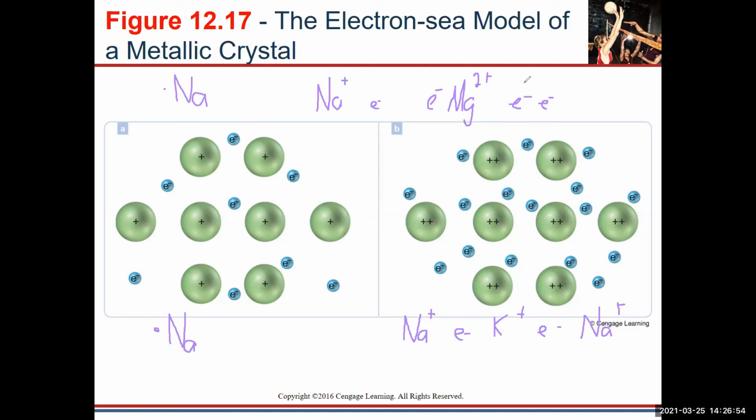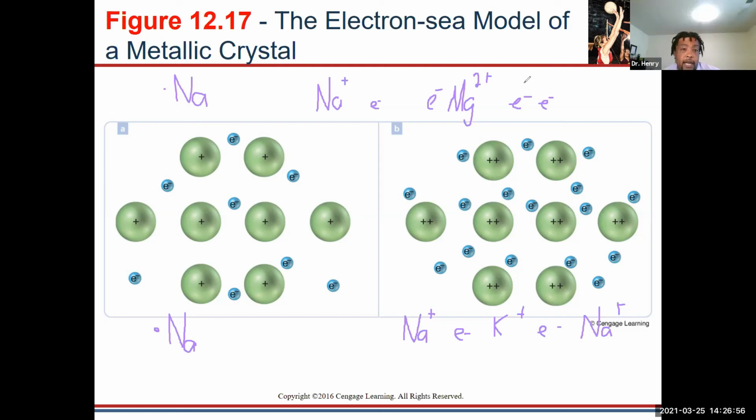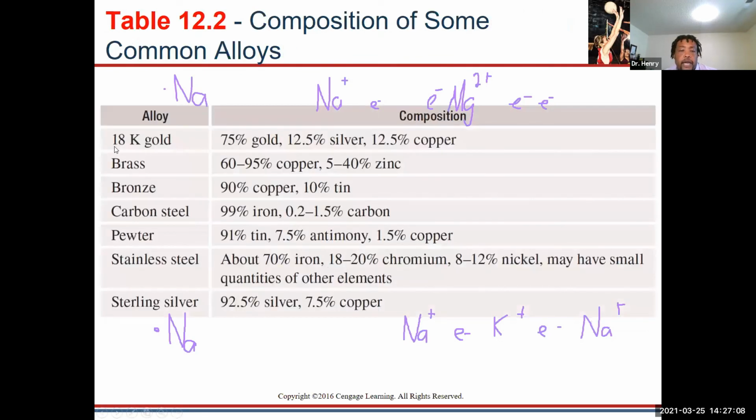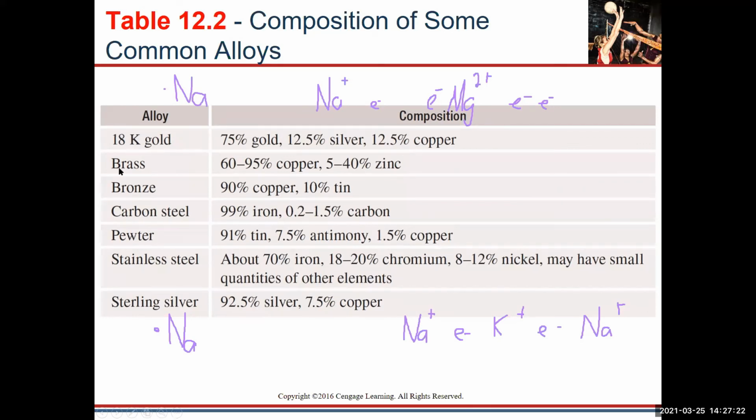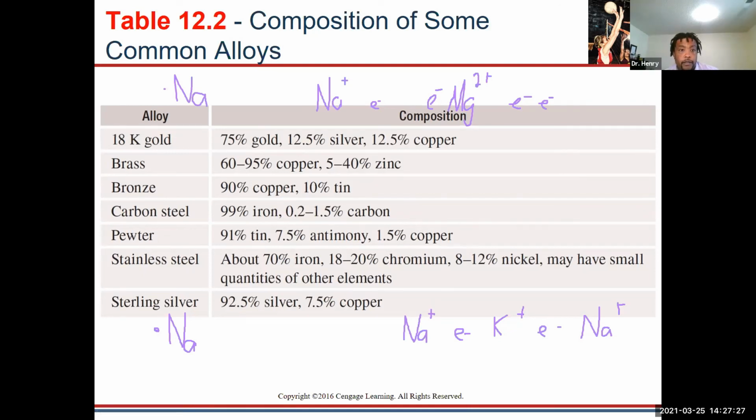Now this works in the same context when you're mixing metals together. We mix metals to make metals behave the way we want them to behave, and we make what we call alloys. So 24 karat gold is 100% gold. 18 karat gold is 75% gold, 12.5% silver, 12.5% copper. That's stronger, and it's cheaper, right?